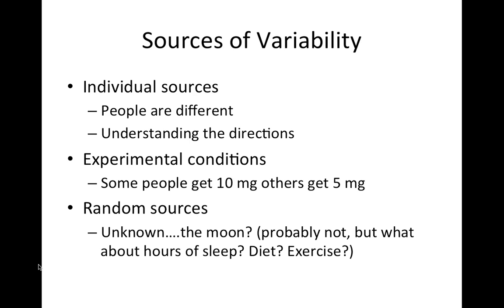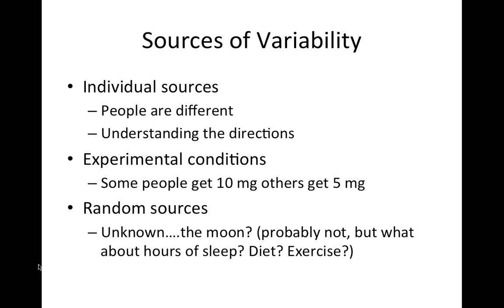The first one is that there are individual sources of variability, that people are different. If we're measuring attention, some people are more attentive than others. If we ask people to do something, some people understand the directions better than others. So that's also a source of variability. The second source of variability that's really important is the conditions that we apply or impose on people in our experiment. So if some people get 10 milligrams and other people get 5 milligrams, that's going to produce differences, maybe, possibly, in attention. So the experimental conditions that we impose are a source of variability.